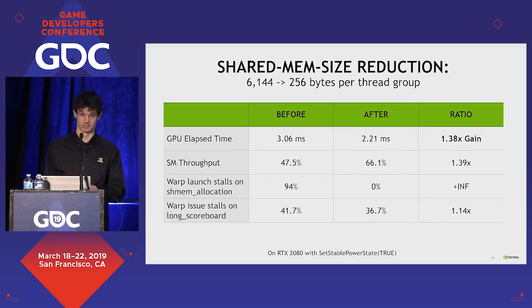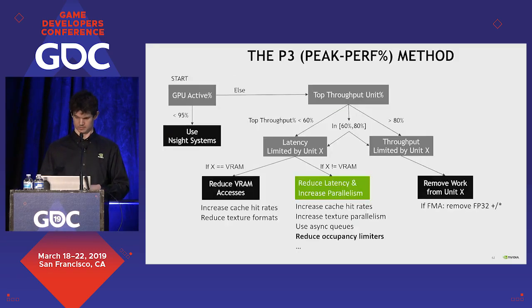we are no longer limited by shared mem allocations. This goes down to 0, so we've got infinite ratio here for the warp launch stall reason on shared mem. And that's really nice. So now we can go to the next step. We've attacked the first one. We can fully focus on the long scoreboard. So you can see it's still there, right? It's 38%. But yeah, we're here, latency limited, and we've increased performance by increasing parallelism, by increasing occupancy, by reducing the occupancy limiters.